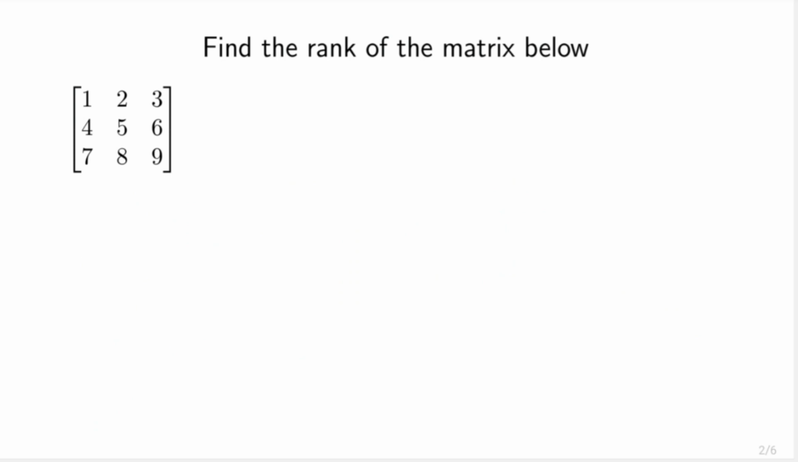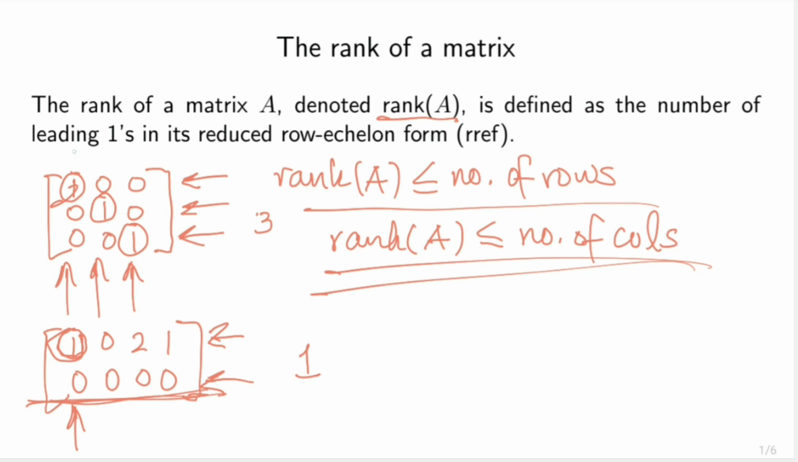So here we want to find the rank of the matrix given below. This is the famous 1, 2, 3, 4, 5, 6, 7, 8, 9 matrix. How do we find the rank? Well, recall the definition. The rank is the number of leading ones in its reduced row echelon form. So we want to put this matrix in reduced row echelon form. We begin with elimination. So let's say we subtract a multiple of the first row from the second and the third. So we subtract 4 times the first row from the second row and 7 times the first row from the third row.